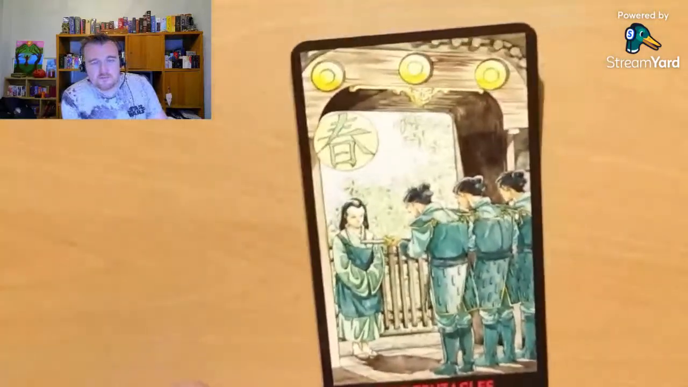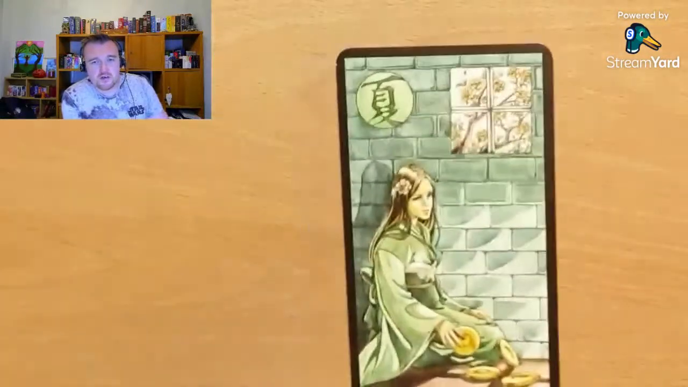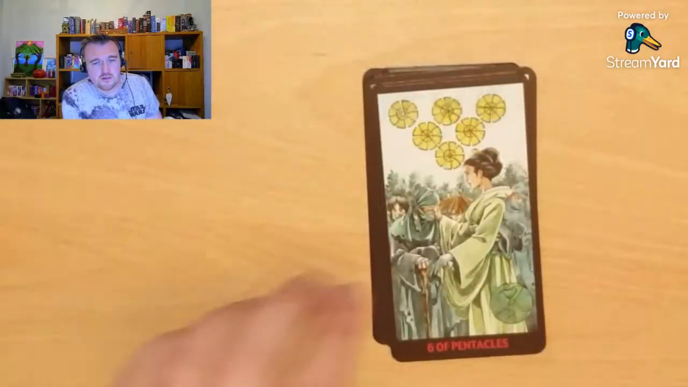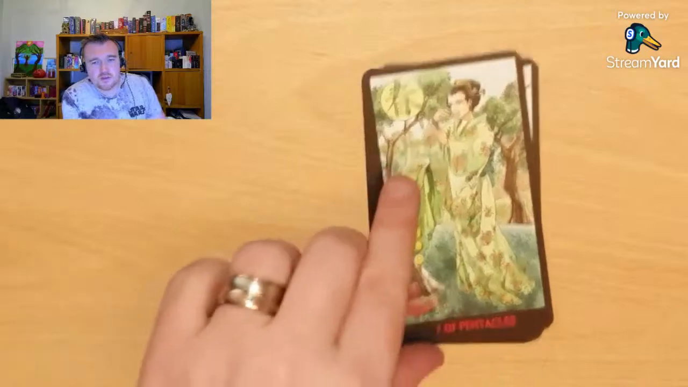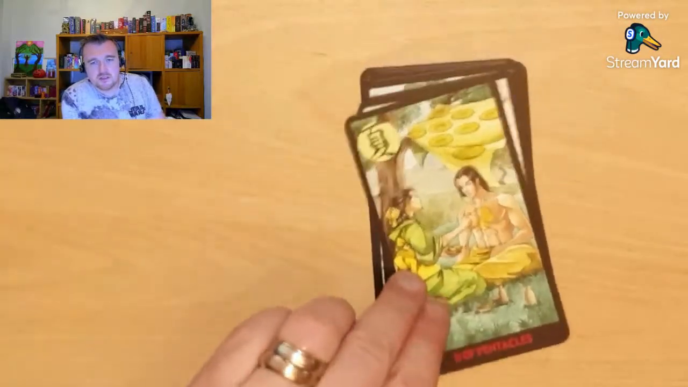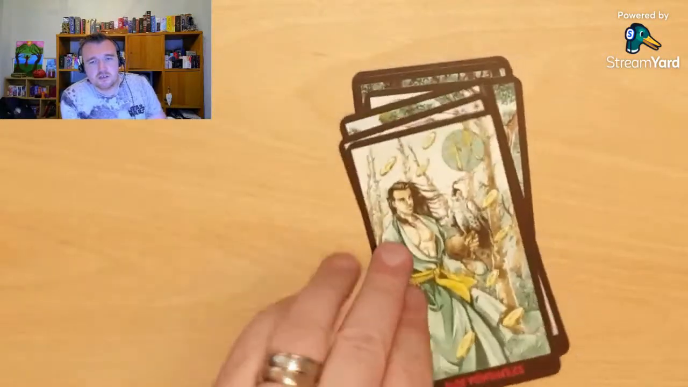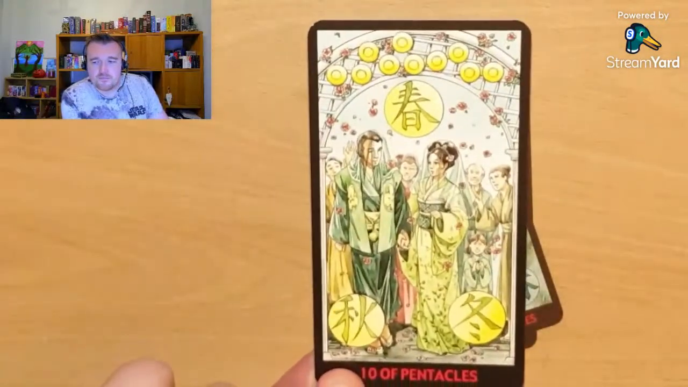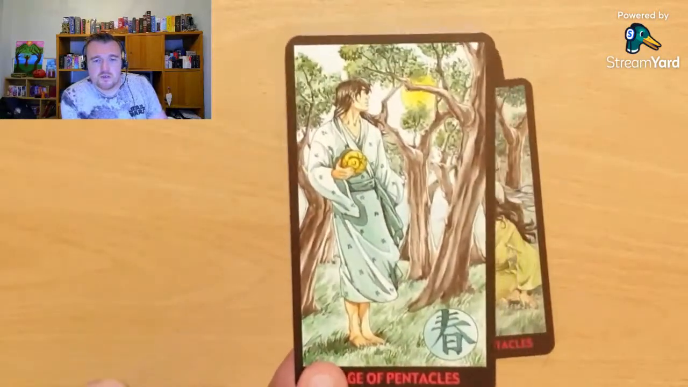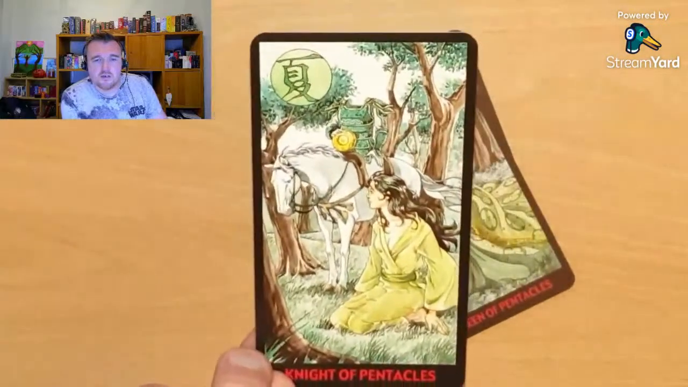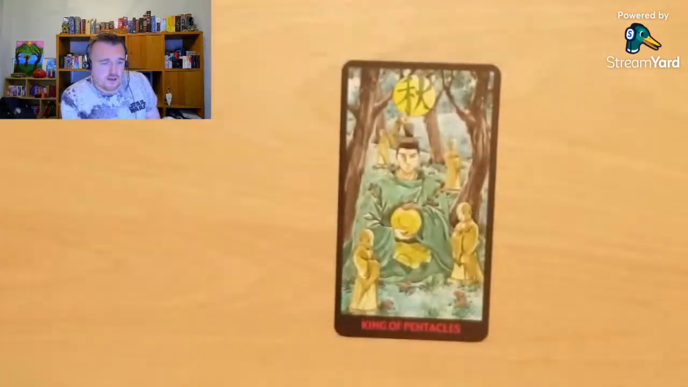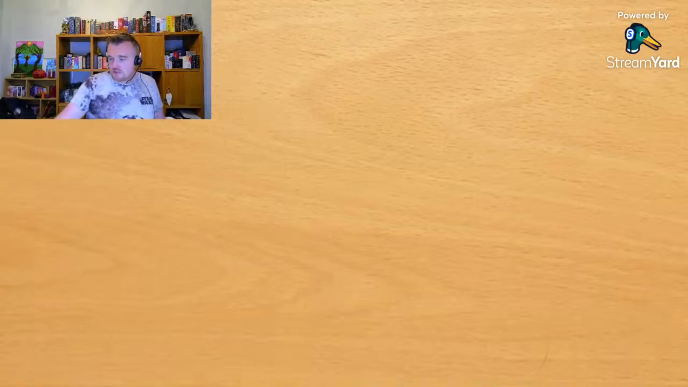The 3, the 4, 5, 6, 7, 8, 9, and the 10. Page of Pentacles, the Knight. Queen. And the King.